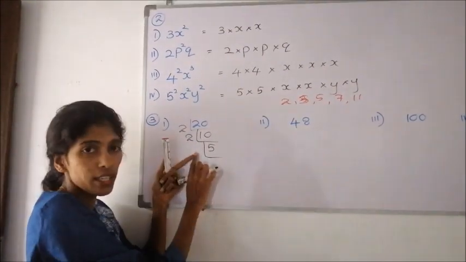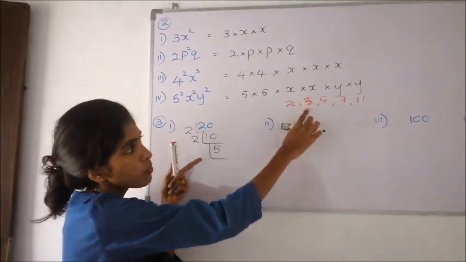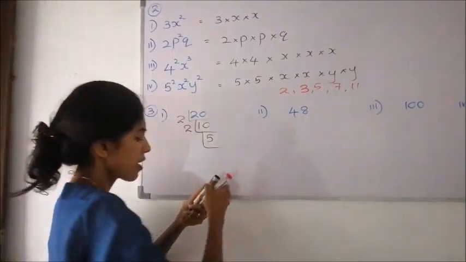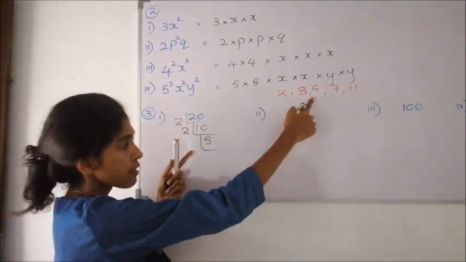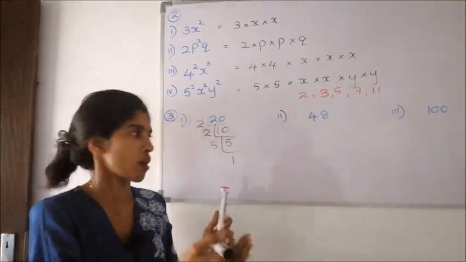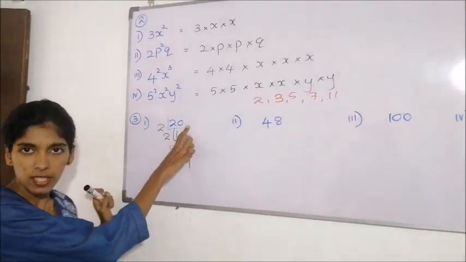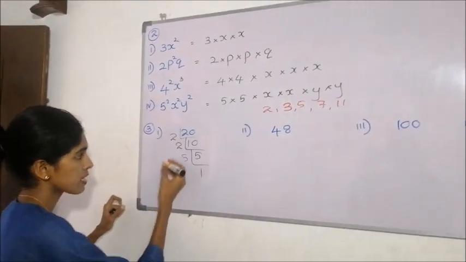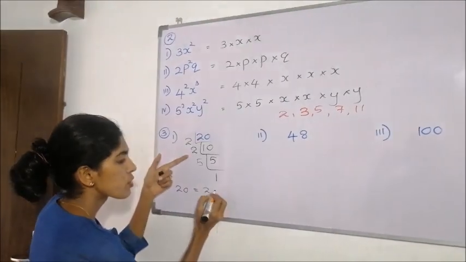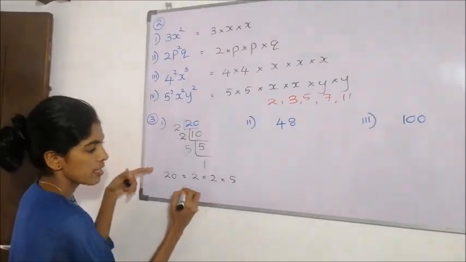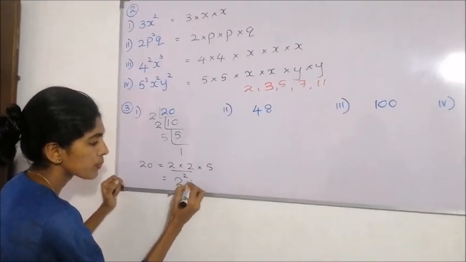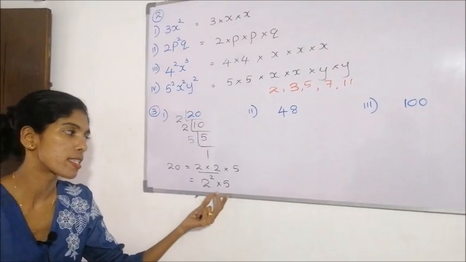Now is 5 divisible by 2? No. So I cannot write 2 here, okay? Then I jump to the next number 3. Is 5 divisible by 3? Not divisible, right? So I am jumping to the next number 5. Of course it is divisible by 5. So likewise in an order we need to divide, okay? Now we will write this 20 as a product of powers with prime bases. So this 20 can be written as, firstly by expanded form, 2 into 2 into 5. Then I can write this as a product of powers here, 2 to the power 2 into 5. Here product of powers I wrote.